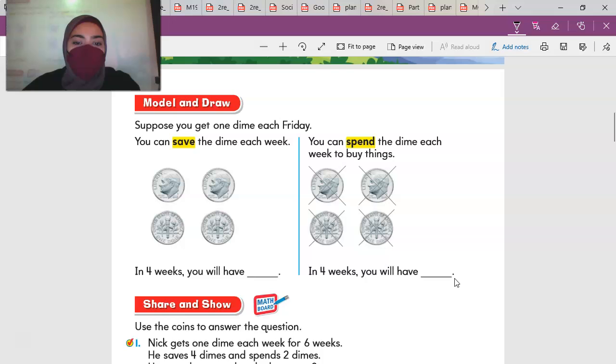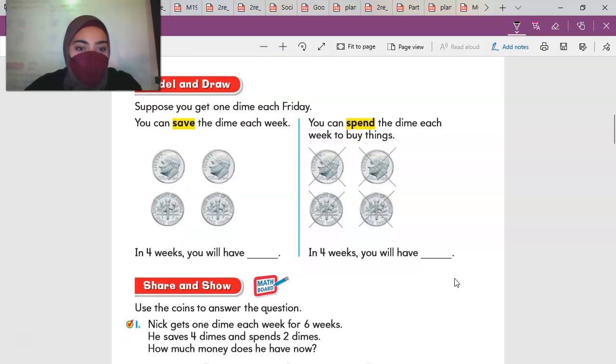Suppose you get 1 dime each Friday. You can save the dime each week. In 4 weeks, you will have 40 what? 40 cents. Don't forget that cent sign. It's a C with a line through it.